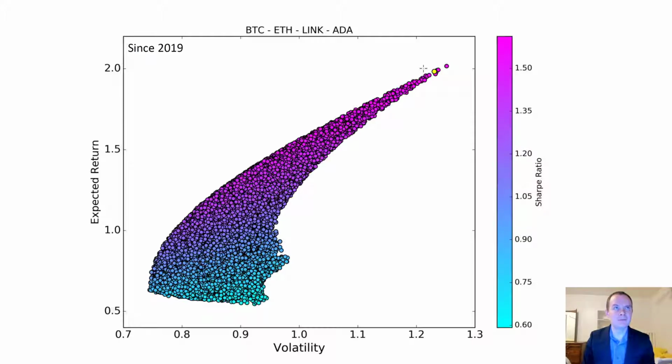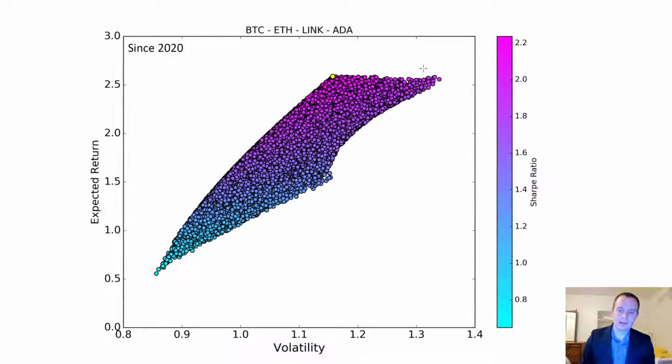I think it maybe was 0.4% XRP, but it was really close to 0. So let's now look at 2020. Well, 2020 tells a different story.